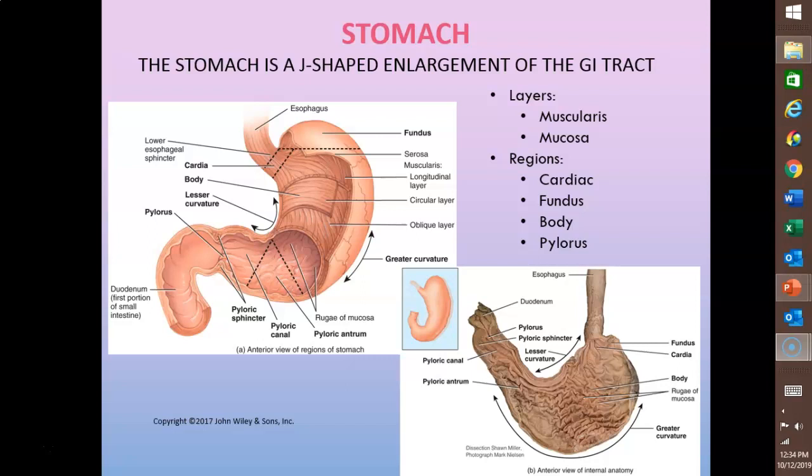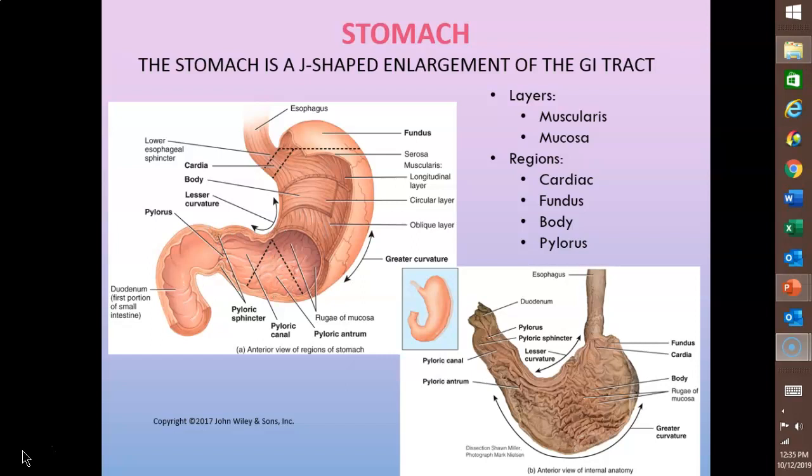Now, when we look at the regions of the stomach, we divide that into 4 main areas. The cardia, or cardiac region, which is the upper part, sometimes also called the fundus, or a part of the fundus. Here's more of the cardiac region, here's the fundus, so very closely associated together. The main body of the stomach, and the pyloric area, which is the distal end of the stomach.